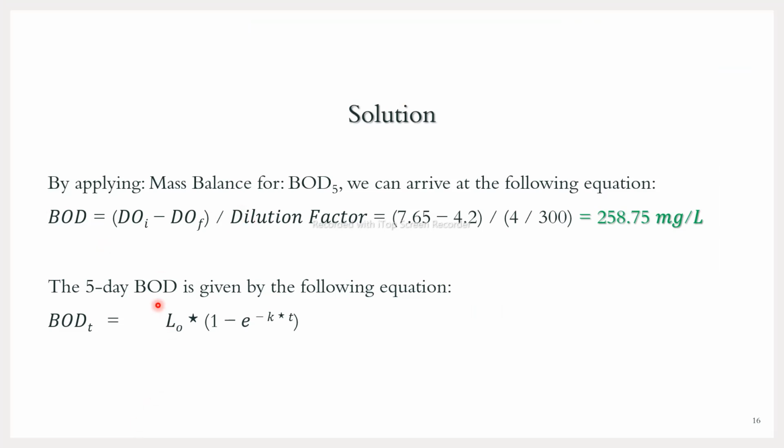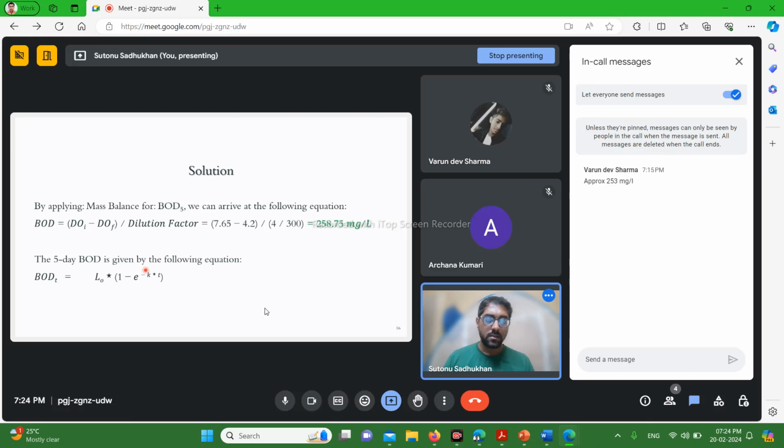So L0 is your initial dissolved oxygen. K value is given. T value, take it as 5. If K is in per day, then take T as 5 days. If K is in per second, then you have to convert the 5 days into seconds. Depending on K's unit, you have to take T's unit, so that the entire term becomes unitless. Okay, just calculate and give me the answer.